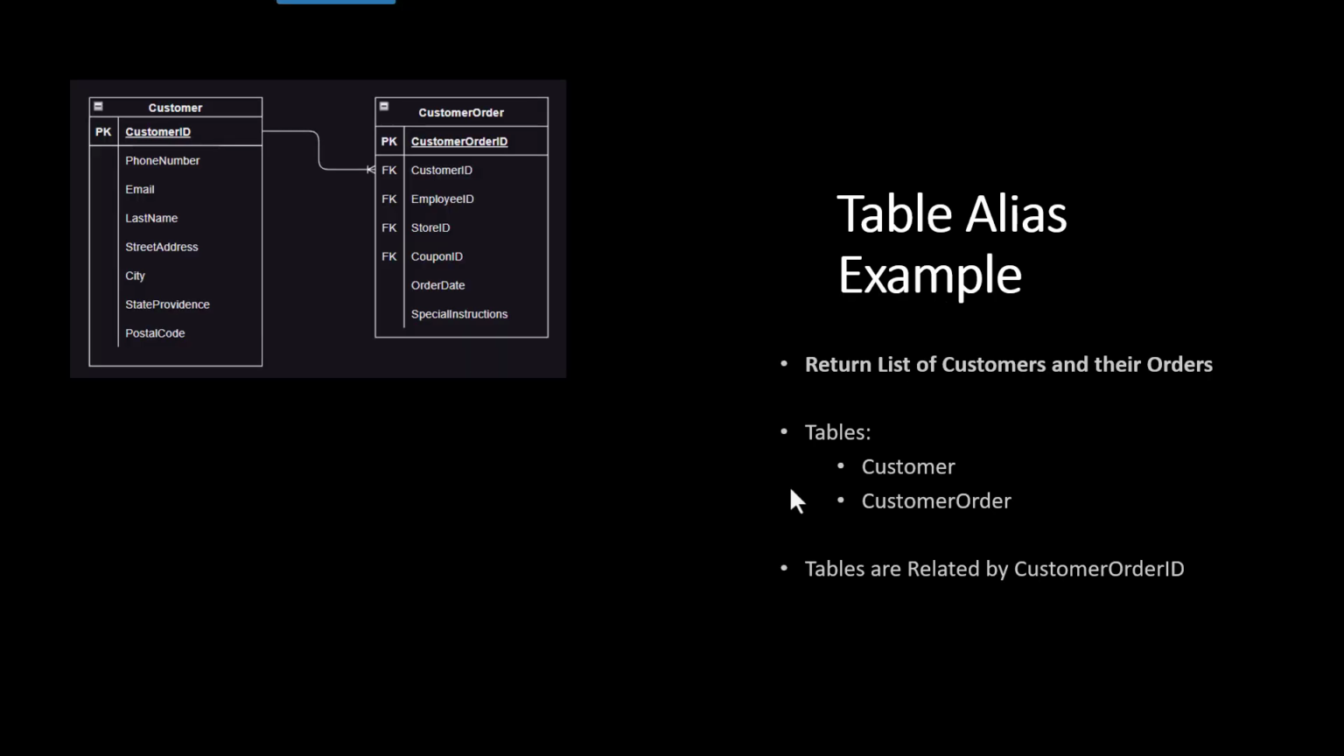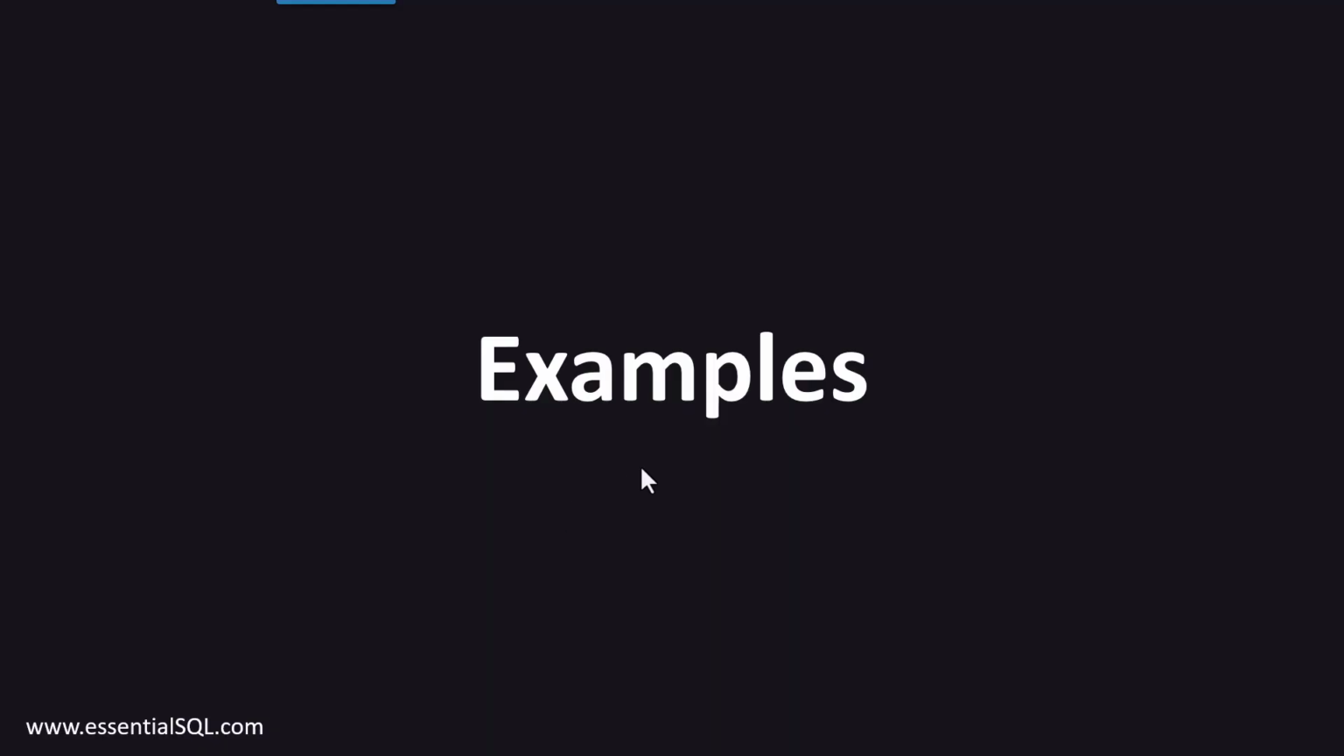So let's talk about a table alias example. One example would be to return a list of customers and their orders, and we have the tables customer and customer order here, and the tables are related by customer order ID. So I'm going to go into an example and show you the way to do it without the aliases, and then how I would do it with an alias.